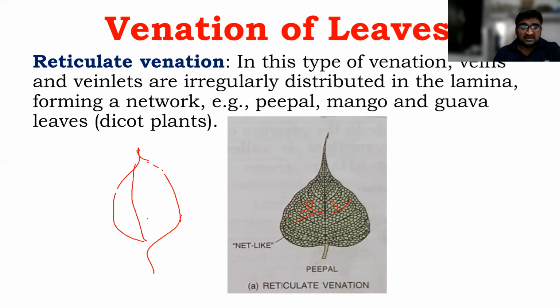The veins or veinlets don't have any definite pattern, and such an arrangement is known as reticulate venation. In this type of venation, the veins and veinlets are irregularly distributed along the lamina, forming a complex network. If such a complex network of veins and veinlets is present along the lamina, then that is reticulate venation. It is present in the peepal, mango, or guava plant. You can see the diagram.